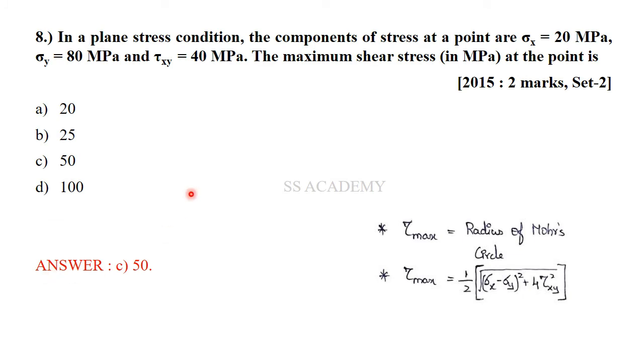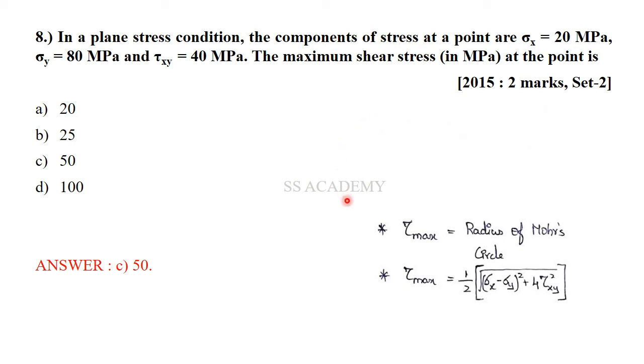In the plane stress condition, the components of stress at a point are sigma x 20 megapascal, normal stress in x direction is 20 megapascal, in y direction is 80 megapascal, and shear stress on x phase in y direction is 40 megapascal. The maximum shear stress at the point in megapascal is being asked, and it is a 2015 set 2 GATE question being asked for 2 marks.